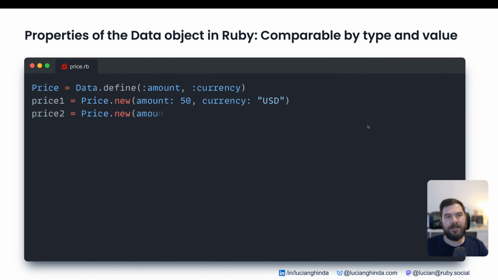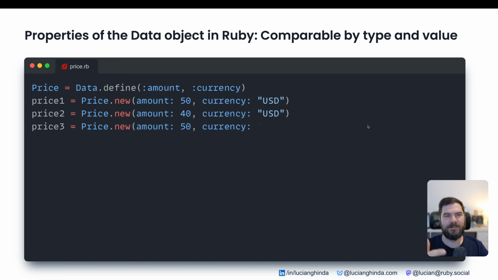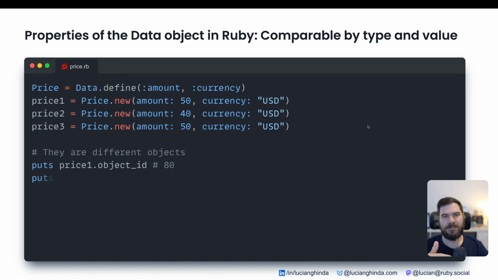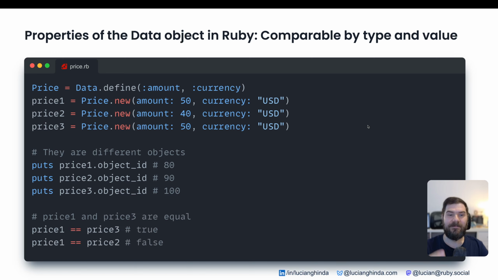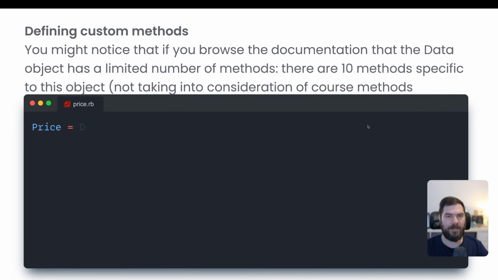So here I'm defining multiple prices with different values. You see price 1, it's 50 USD, price 2, 40 USD, price 3, 50 USD. You see that it has different object IDs, so these are different objects, but I can say that price 1 and 3 are equal, and price 1 and price 2 are not equal when I compare them.